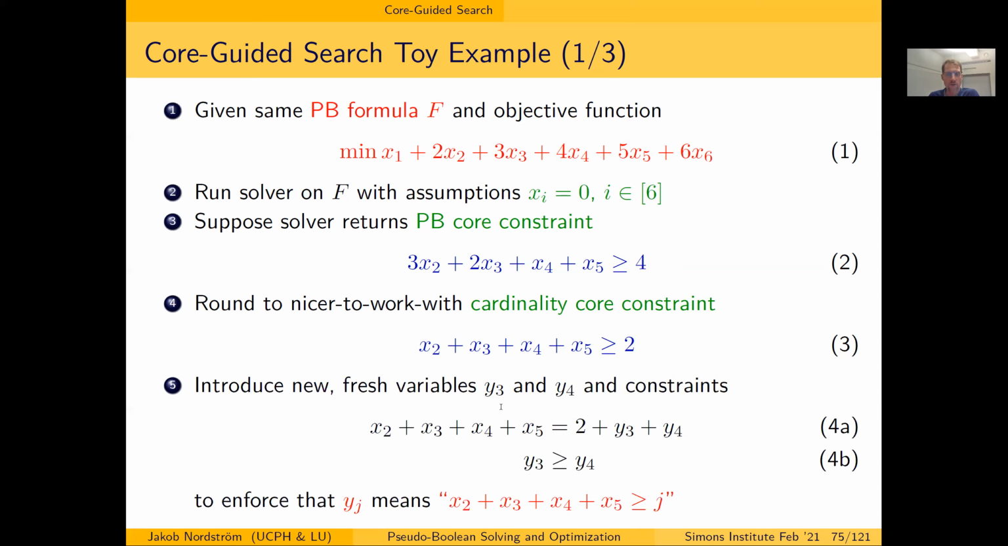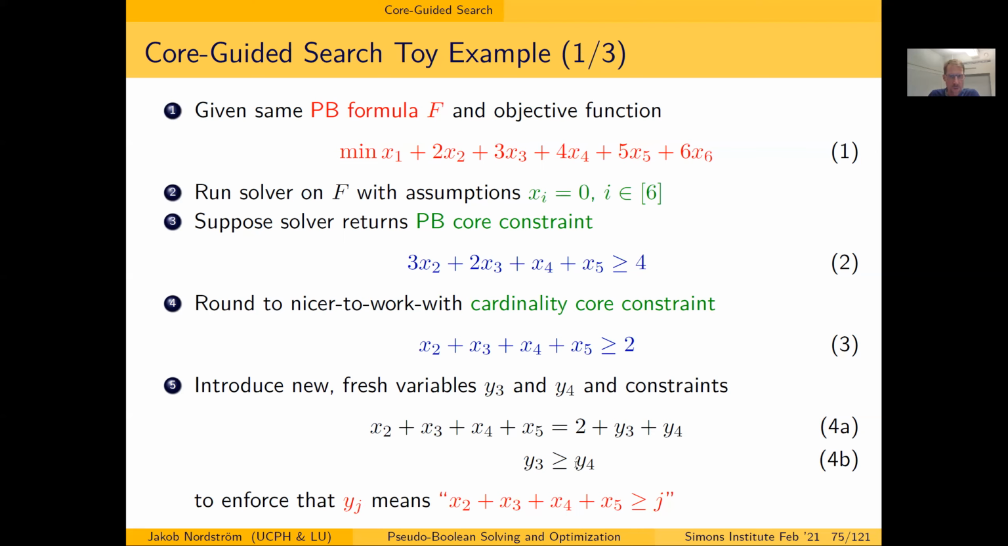write down pseudo-Boolean constraints. Again, I'm using syntactic sugar here, but it should not be hard to see that these are actually pseudo-Boolean constraints. First, I'll write down constraints enforcing that x2 plus x3 plus x4 plus x5 is equal to 2 plus y3 plus y4. And the reason why this is sound, I mean, this would not be a sound constraint in general, but we know that the sum of these variables is at least 2. The solver told us this, so that's why we can write down this constraint. And then I'll also enforce that y3 is greater or equal to y4.